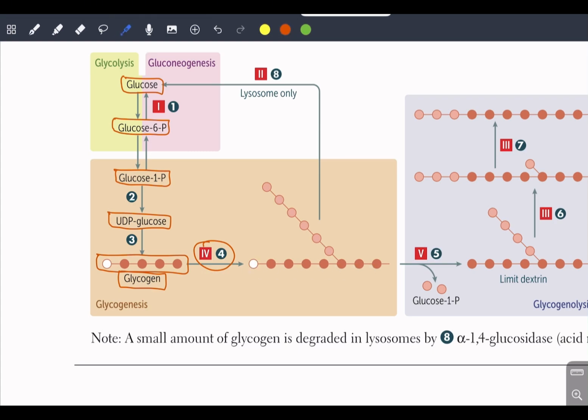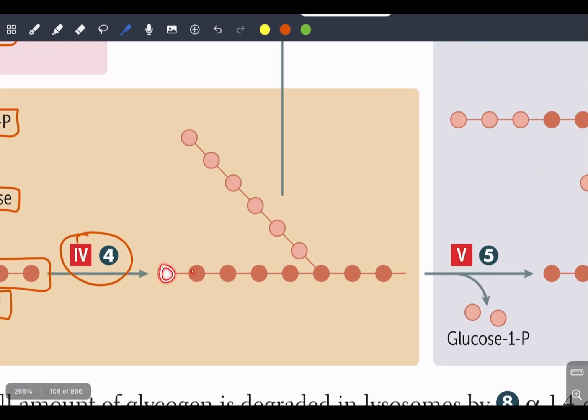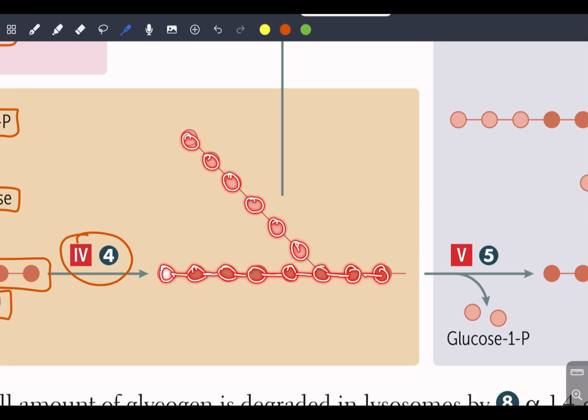So in this structure, if we see, we have 2 types of bond. Let's say these are the glucose molecules. Between these glucose molecules, these are the 1,4 glycosidic bonds, and this is another chain of glycogen, and these are the 1,4 glycosidic bonds. But if we see, this bond is a 1,6 glycosidic bond, this is a 1,6 glycosidic bond.